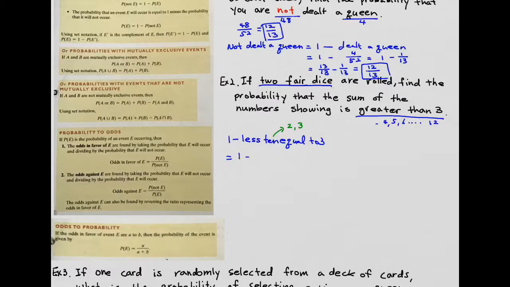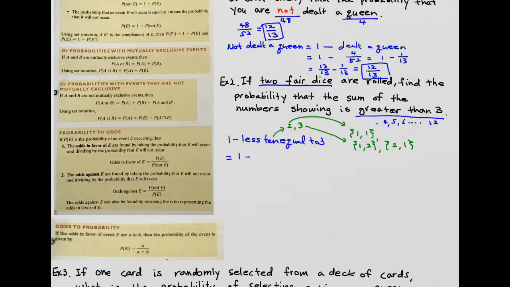Okay, so we will do 1 minus... let me just write down these 2 cases. When are we getting 2? We get 2 when the first die is 1 and the second die is 1. That's one way of getting 2. Then another case is getting 3. Getting 3 is when the first die is 1 and the second is 2, total of 3, or the first die is 2 and the second die is 1. So just 3 of them.